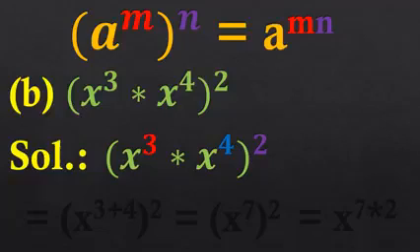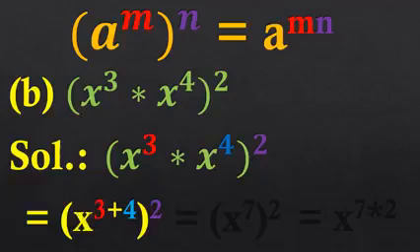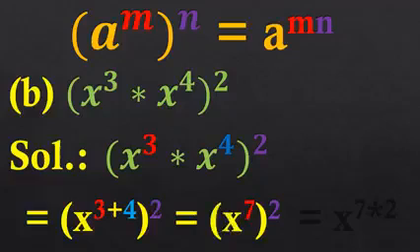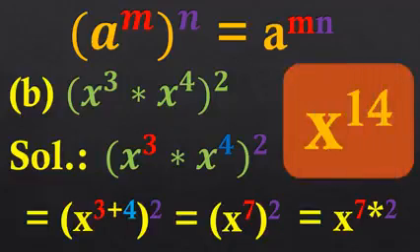That means x cubed times x to the 4th power is also the same as x raised to 3 plus 4. Don't forget to copy the second power. Simplify 3 plus 4, that is 7. Now, using the second law of exponent, we have a power of a power, copy the base, and multiply the exponent. That is 7 times 2. And the answer is x raised to the 14th power.